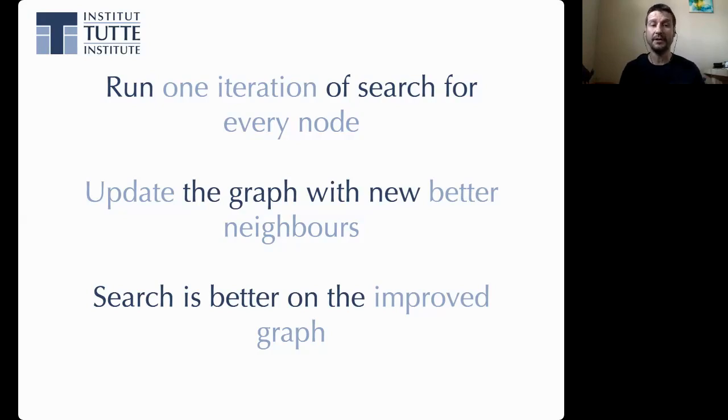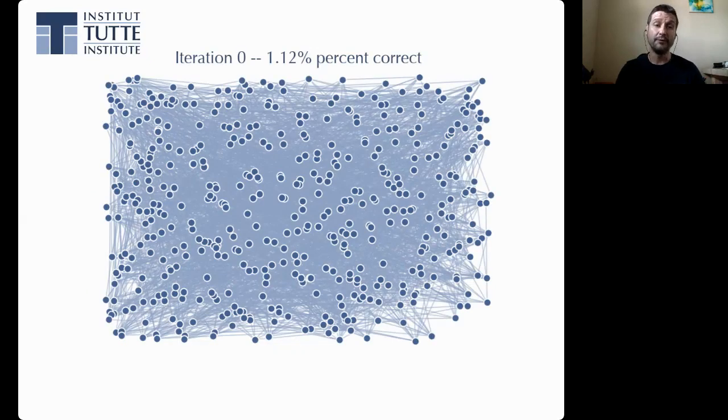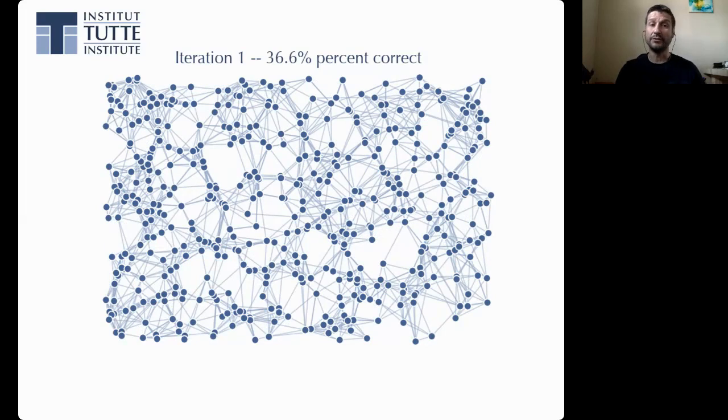But then we have a better graph, and we can run another iteration of search on the better graph and have a better chance of finding better neighbors. So if we start with a completely random graph, we have essentially no neighbors correct, just 1% accuracy by pure chance. After one iteration, looking at neighbors of neighbors and updating our neighbor lists whenever we find better neighbors, we end up getting a lot better graph.